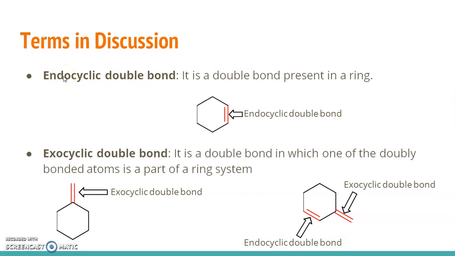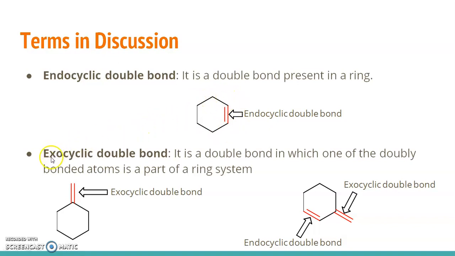Coming to one more term called endocyclic double bond. It is a double bond that is present inside the ring. We call that double bond an endocyclic double bond. So I have an example here where the double bond is within the ring system.